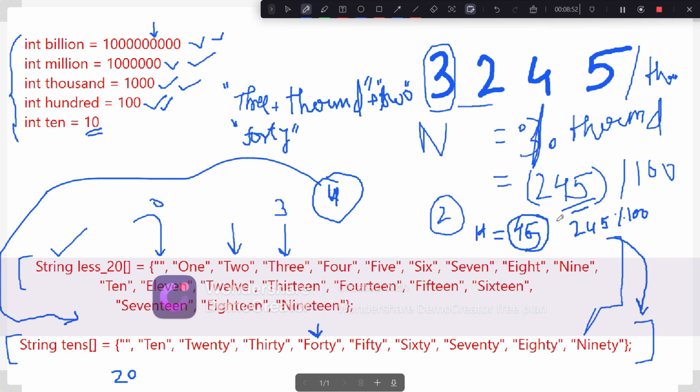So 45 remainder of 10, what would be the value? The new value would be 5, correct? So now if we divide all of them, it would give us 0, correct? That means this one is falling between 0 to 19, less than 20, right? So we will directly go to this one.